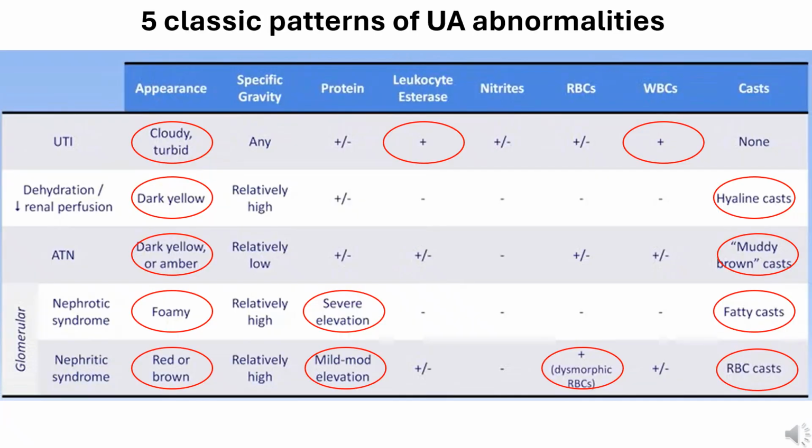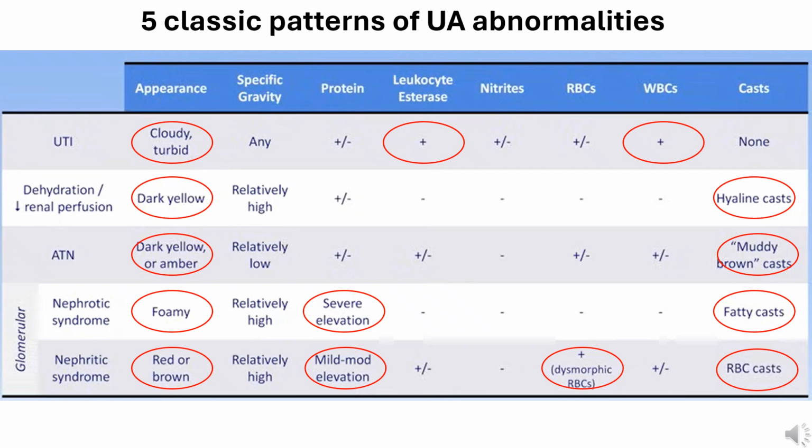5 classic patterns of UA abnormalities. First, UTIs. The urine of the patient with a UTI is frequently cloudy or turbid. It can have any specific gravity. Protein may or may not be present. Leukocyte esterase is almost always positive, and nitrites may or may not be positive, partly depending upon which specific species of bacteria is causing the infection. RBCs may be present, and WBCs are almost always present, while casts are usually not seen.